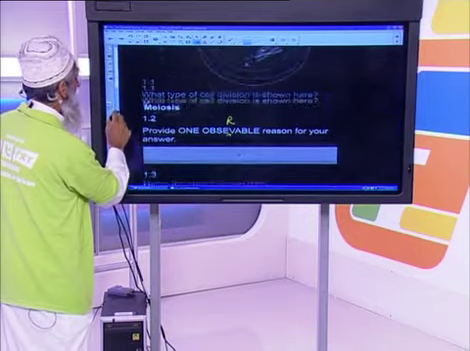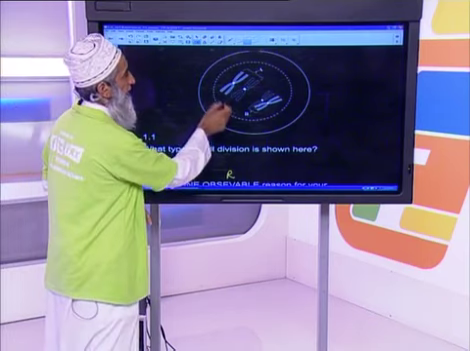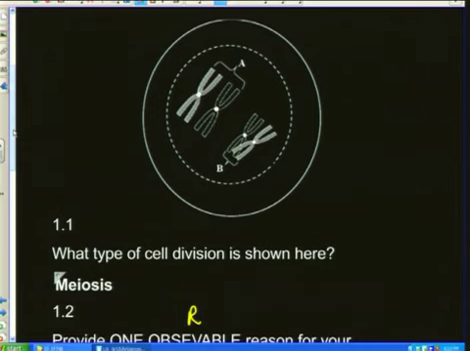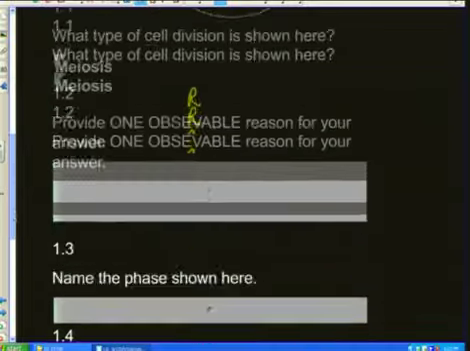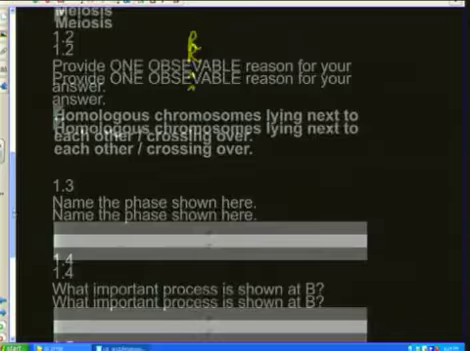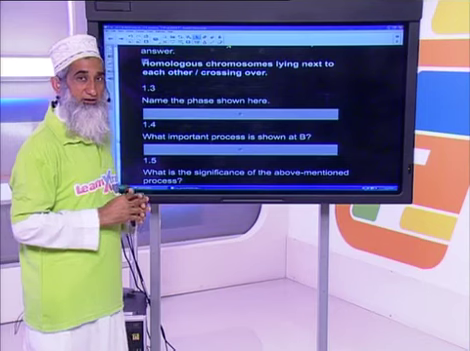And in this diagram, what can we see? One, we can see that the homologous chromosomes are lying next to each other. And two, we are also seeing this important process here called crossing over. All right, so there we go. Homologous chromosomes are lying next to each other and crossing over is taking place. Any one of the two is an acceptable reason.